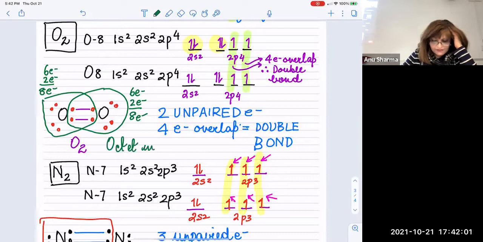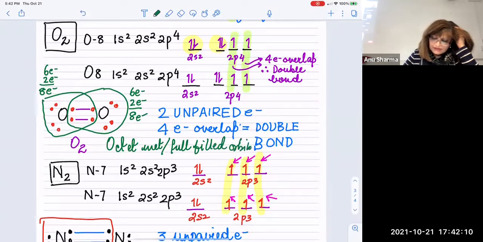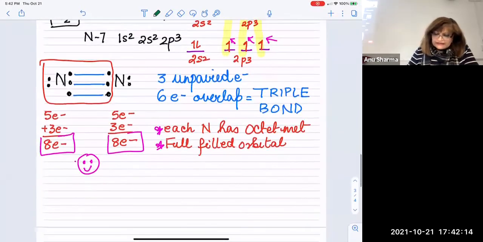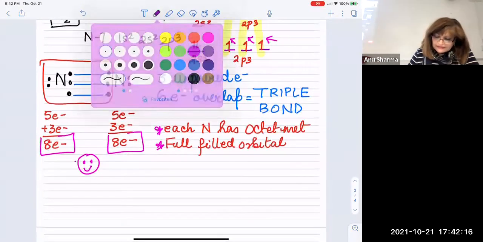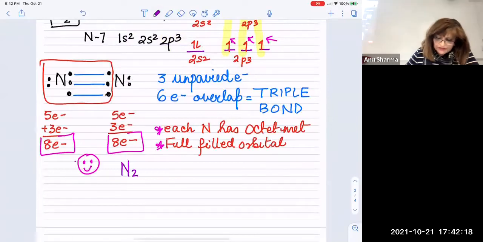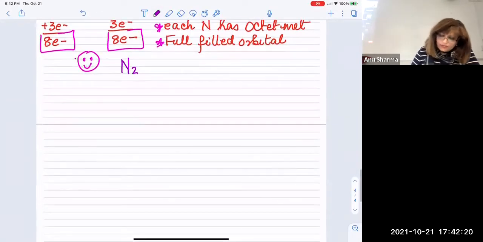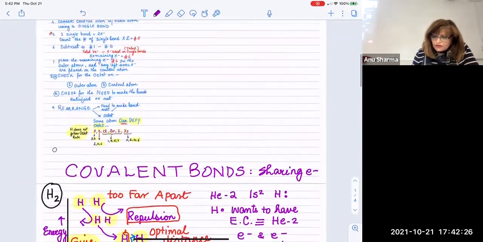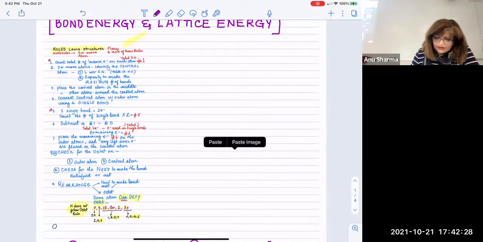Octet is met. And through this overlap, the orbitals get fulfilled. Okay, so this is a very stable condition. All right, so that is the deal with making the single, double, and triple bonds. Now comes a scenario where you have different types of atoms. So that was just the diatomic.